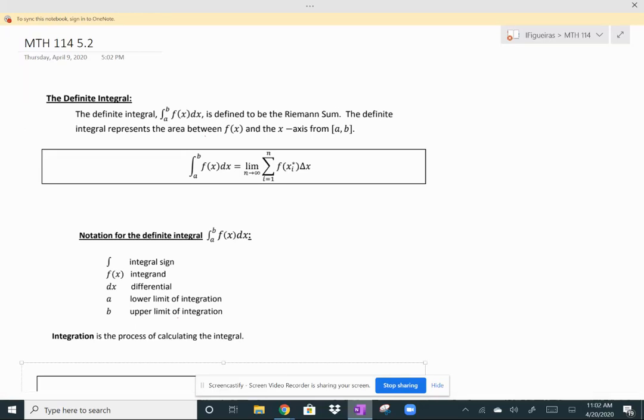Hi, this lesson is about the definite integral. This is what we call a definite integral, the integral from a to b of f of x dx. It's defined to be the Riemann sum. Now, what's a Riemann sum?